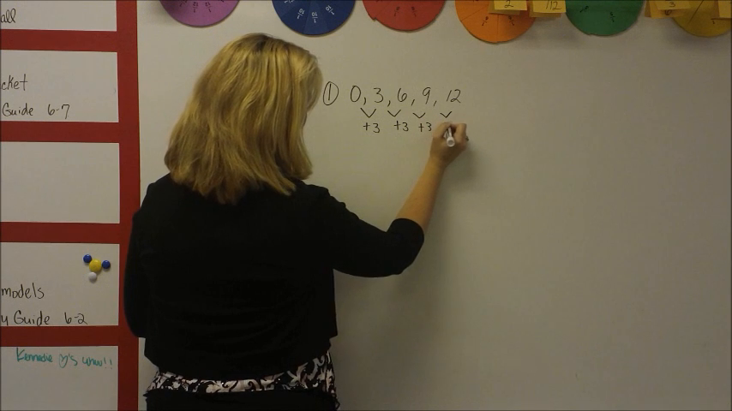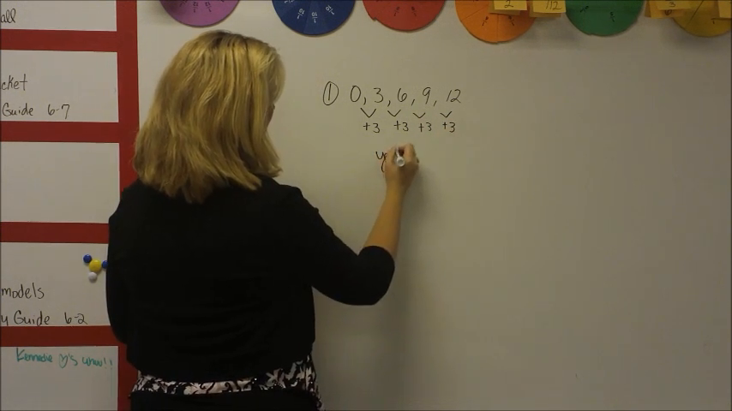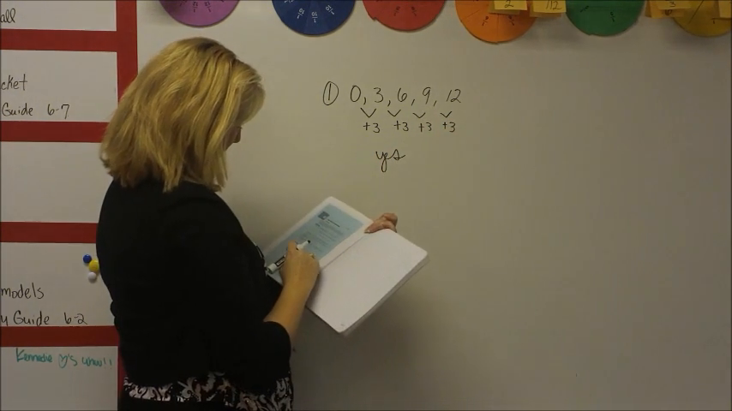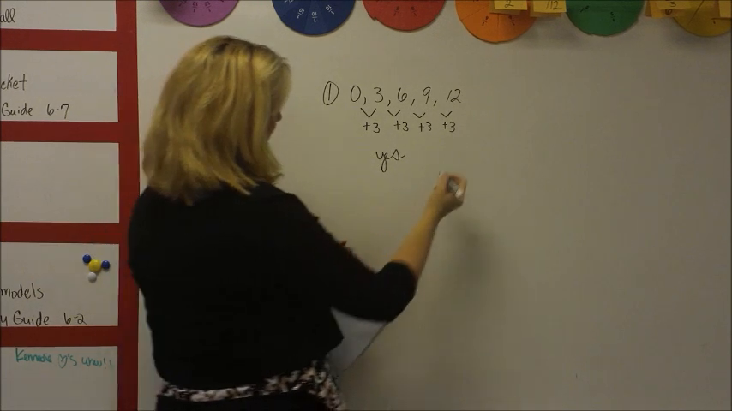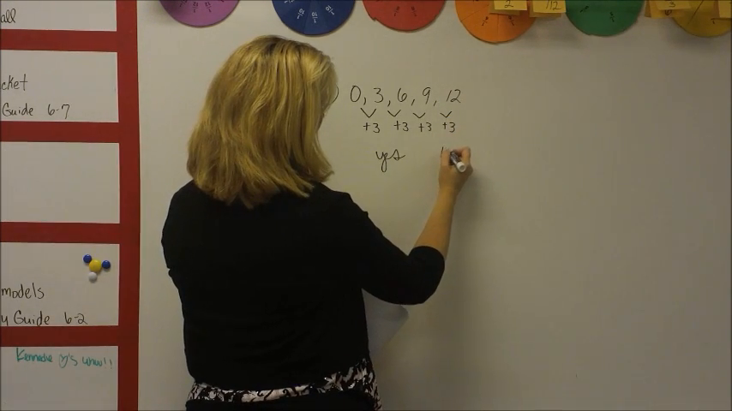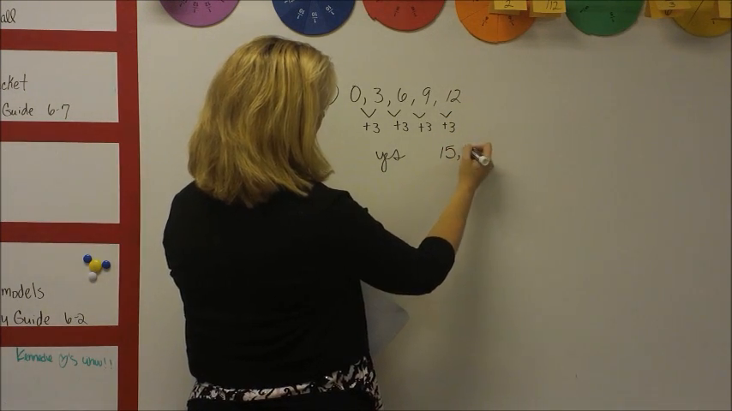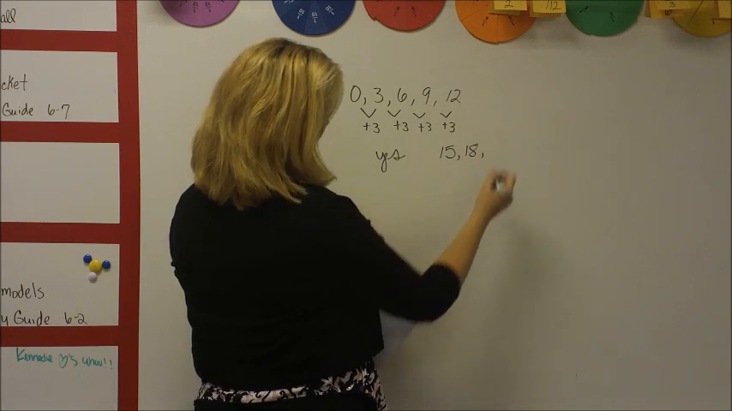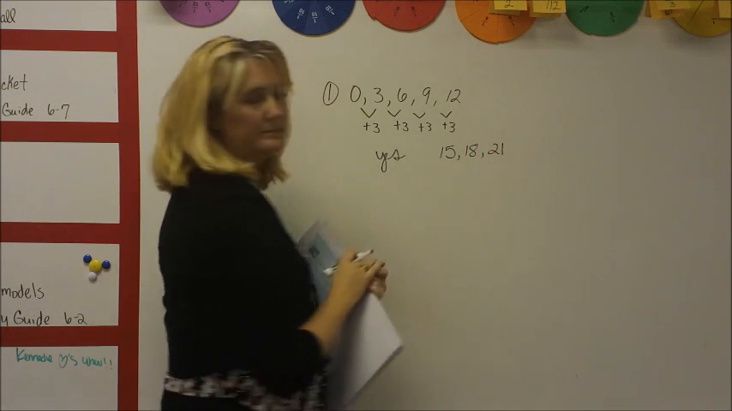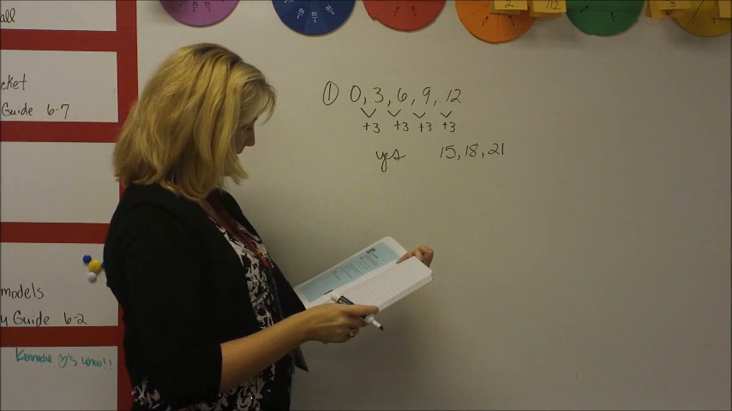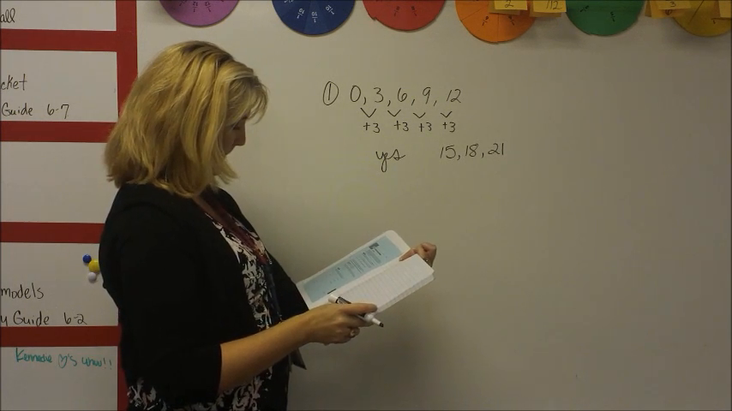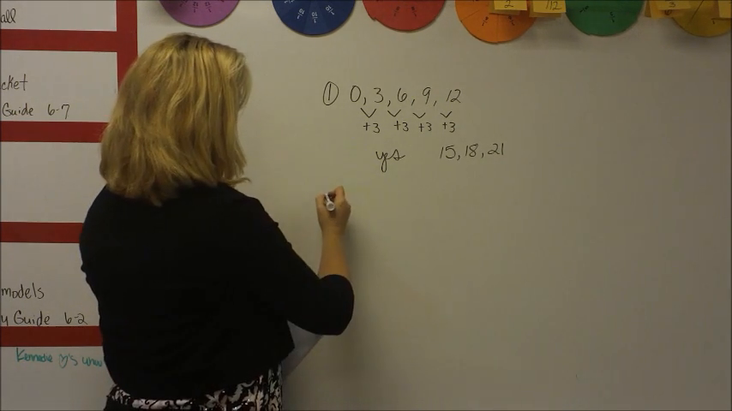So yes, it is arithmetic. Okay, the pattern is plus 3. And our next 3 terms would be 12 plus 3 is 15, 15 plus 3 is 18, and 18 plus 3 is 21. Okay, pretty simple. Okay, look at number 2.